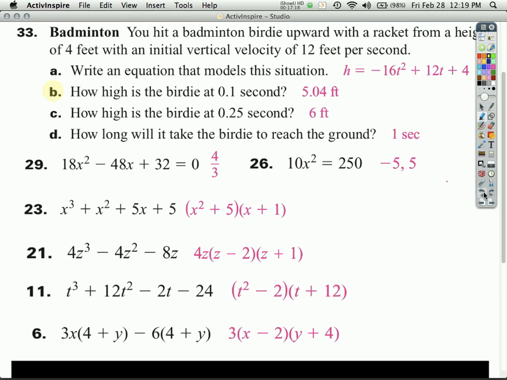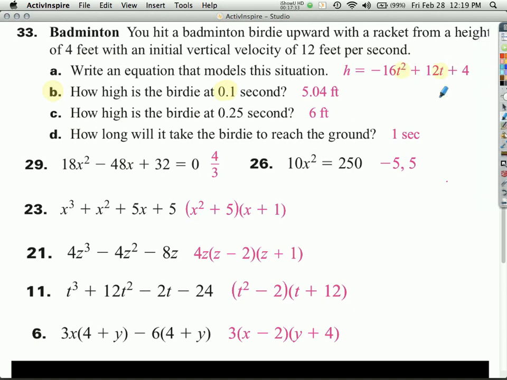Substitute T for... Yeah. What does T stand for? Time. And what piece of information are you given? Time. You were supposed to take the point 1, plug it in for T here and here, and then simplify the expression, and you get 5.04 feet. Part C, you were supposed to take a quarter of a second, plug it in place of T here and here, simplify the expression, you get 6 feet.